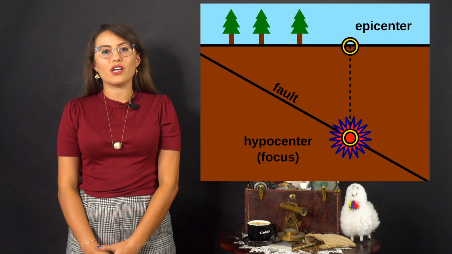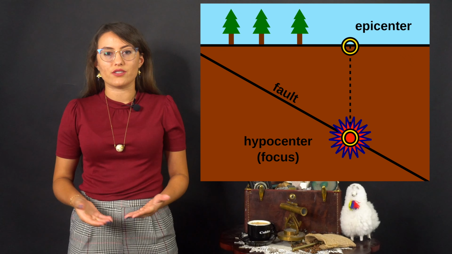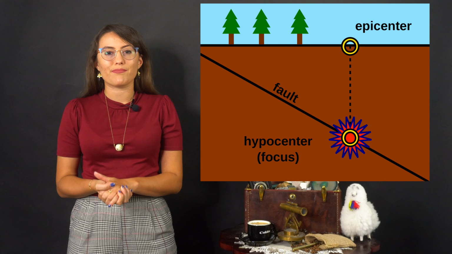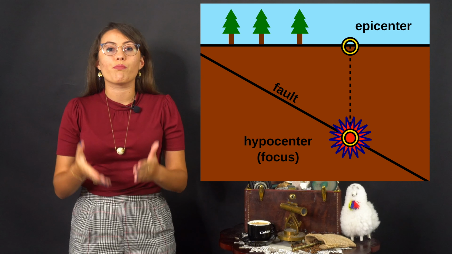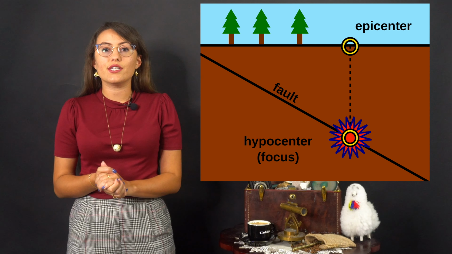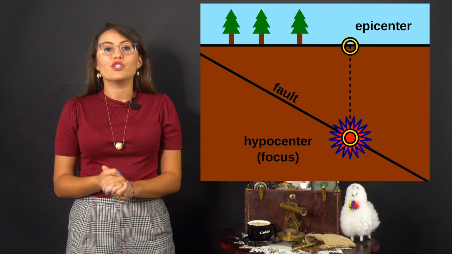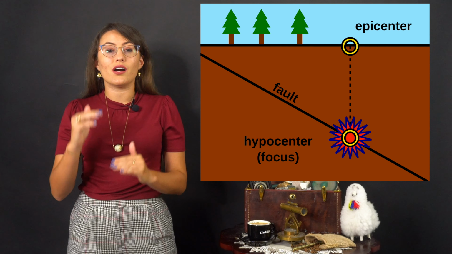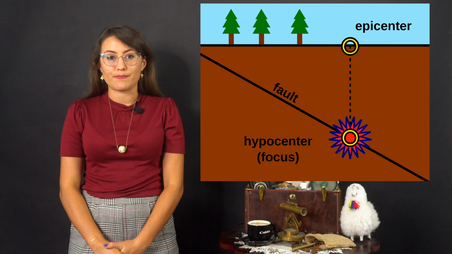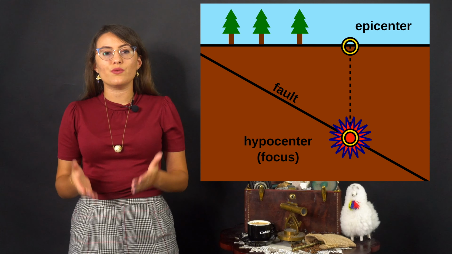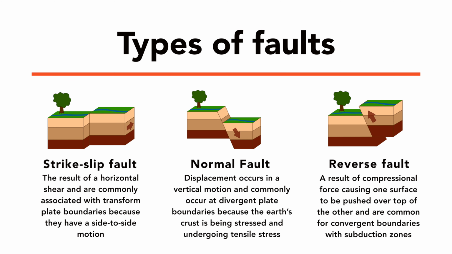It is important to understand some terminology when it comes to faults. The point of origin of an earthquake is called the hypocenter, or also known as the focus. This is the first movement or break that occurs on the fault and is where the energy is first released and is located subsurface. Directly above the hypocenter on the Earth's surface is the epicenter. The epicenter is what is reported when an earthquake occurs.